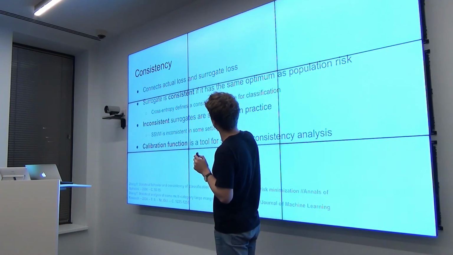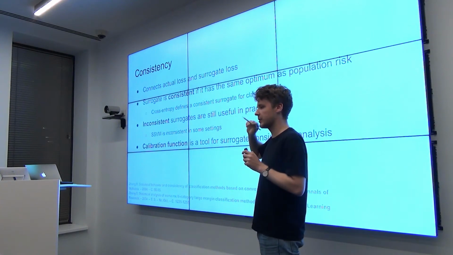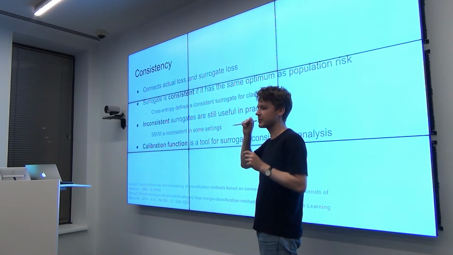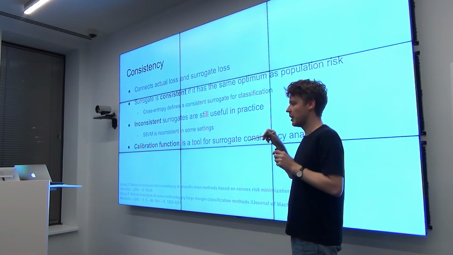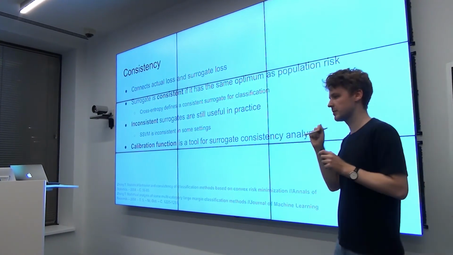So if we optimize the surrogate exactly and find a score function which optimizes the surrogate exactly, then the surrogate is consistent if, in this case, the population risk is also minimized exactly.